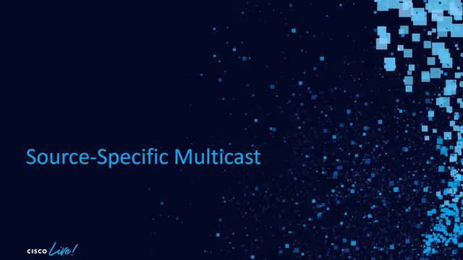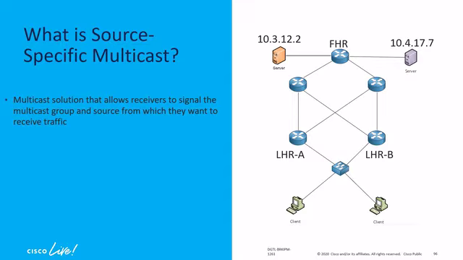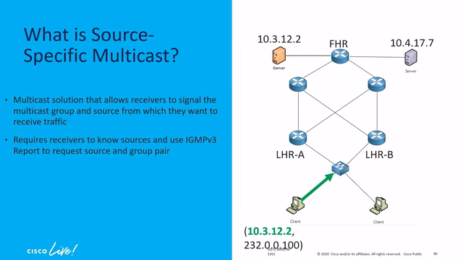Let's talk about source-specific multicast. What is source-specific multicast? Source-specific multicast is the multicast solution that allows our receivers to signal the group and source from which they want to receive traffic. And that requires that our receivers know who the sources are without having to use a rendezvous point to discover them. The receivers have to have some way to understand where the source is. The receivers have to know the sources from which they want to receive a feed, and they have to use IGMP v3 to request that source and group pair.